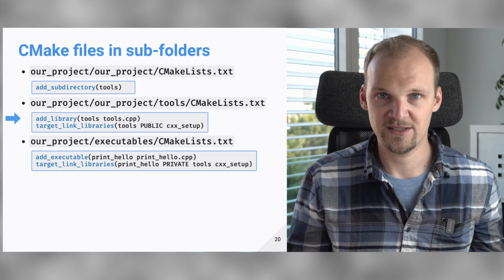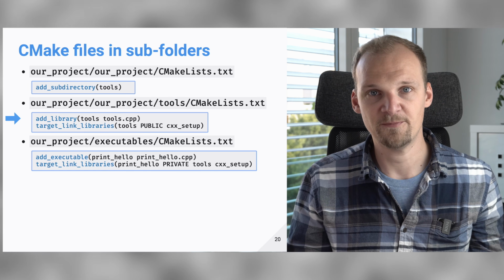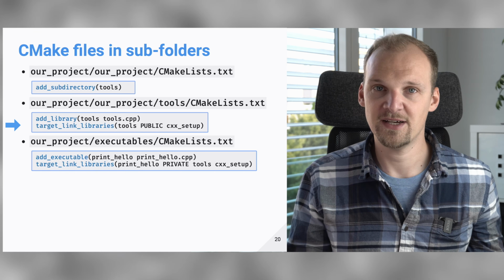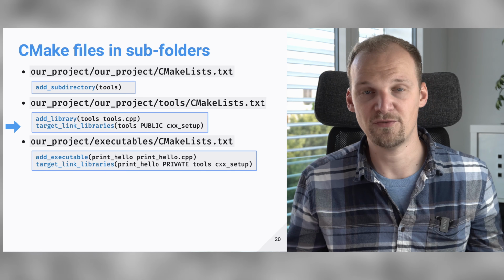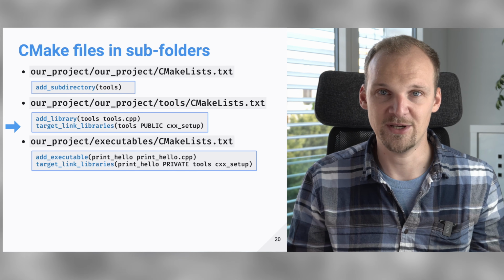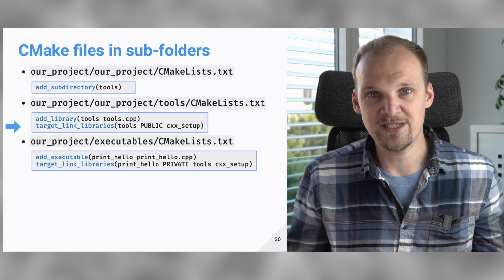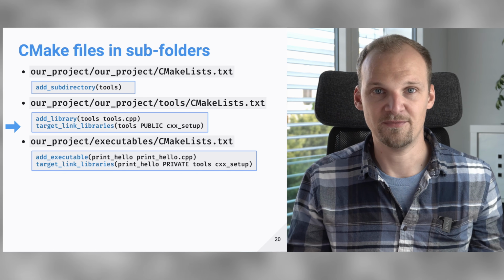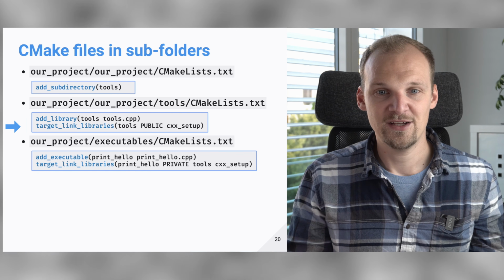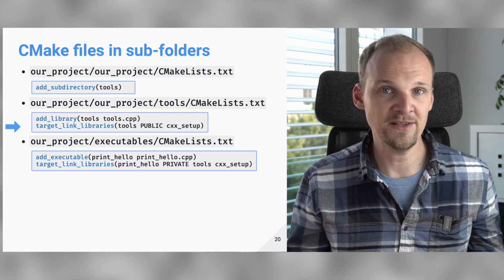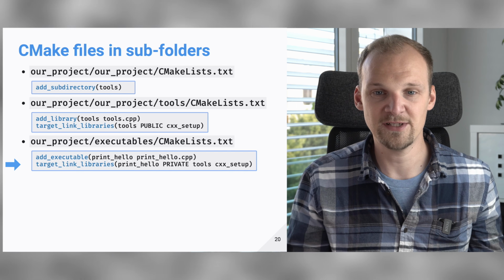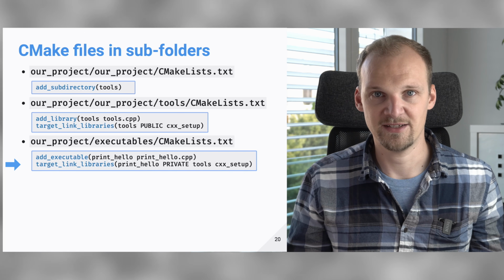We don't specify if it's a shared or a static library. We don't care about it right now. And then what we do is we link it to the CXX setup, which is our interface, well, kind of target from the uppermost CMakeLists.txt, which basically just propagates all of those settings or properties that we set to the CXX setup to be used also here. And finally, in the executables folder, we create the executable and we also link it to the tools library as well as the CXX setup.